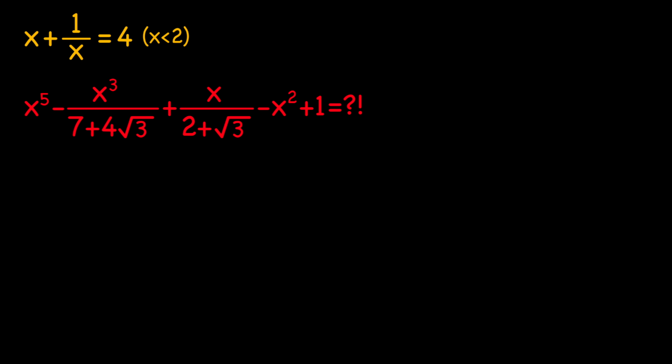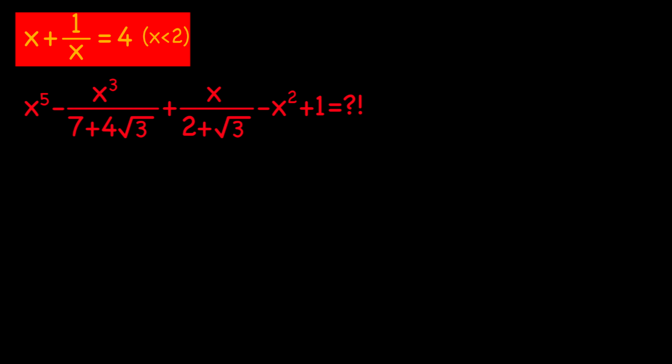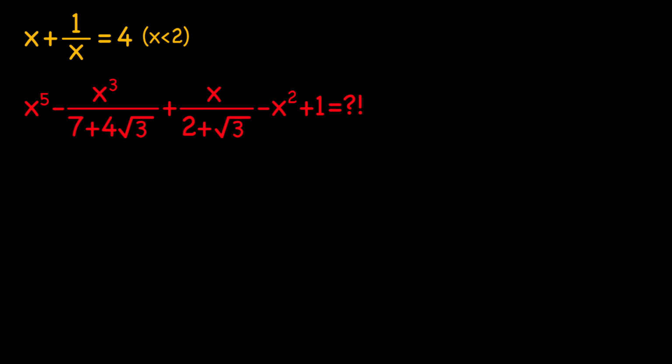So the very first thing that we need to do is to solve this given equation for x. And we can solve this either by completing the square or by multiplying both sides by x. So I'm going to choose the second one, and I'm going to multiply both sides by x. If you do that, we're going to have x squared plus 1 equals 4x.